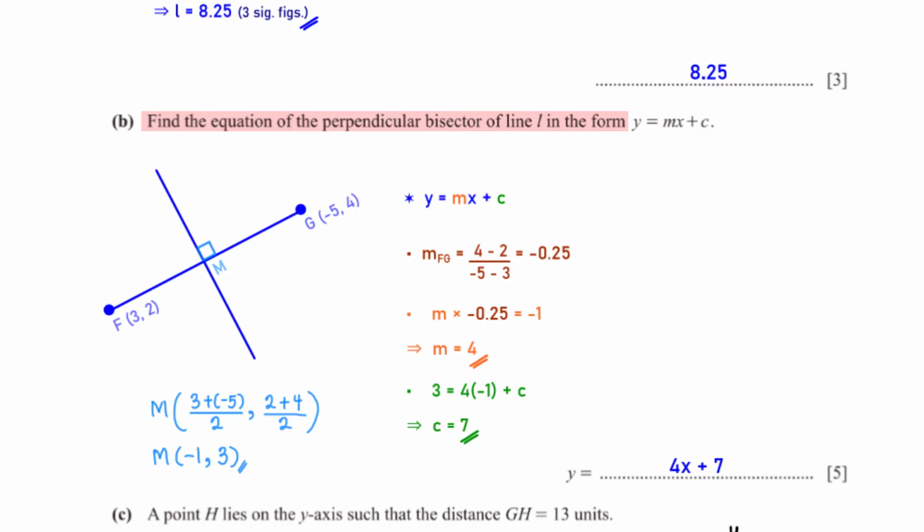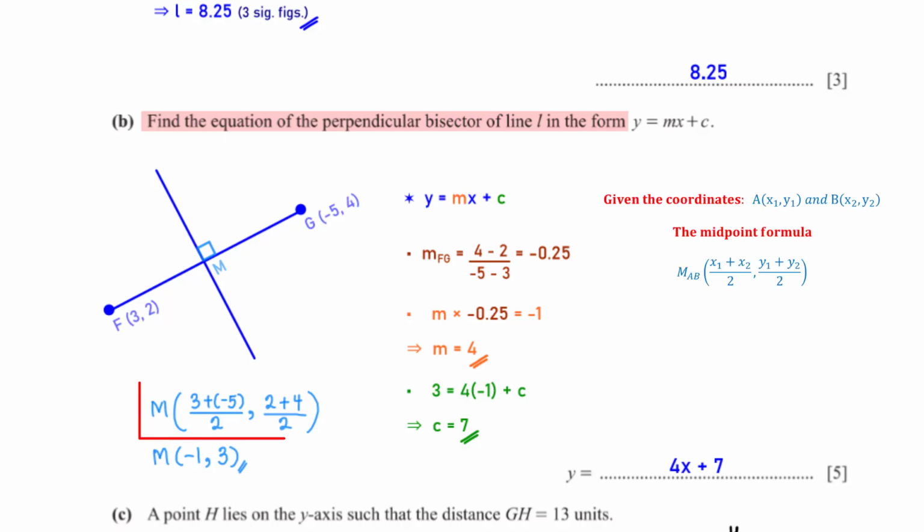Before we get c, we need to get one set of coordinates through which the perpendicular line passes. Since the line is the perpendicular bisector of FG, then it means the line passes through the midpoint of FG. To get the midpoint of FG, we apply the midpoint formula. So for the x-coordinate of the midpoint, we have 3 plus -5 divided by 2, which is equal to -1. And for the y-coordinate of the midpoint, we have 2 plus 4 divided by 2, which is equal to 3.